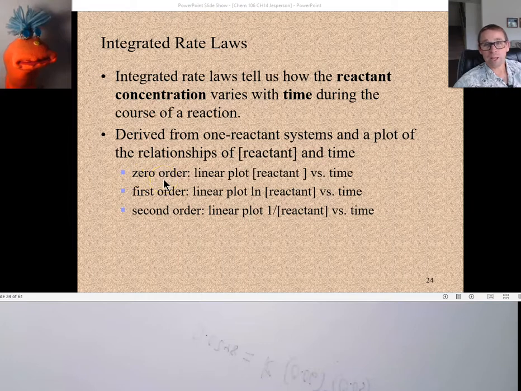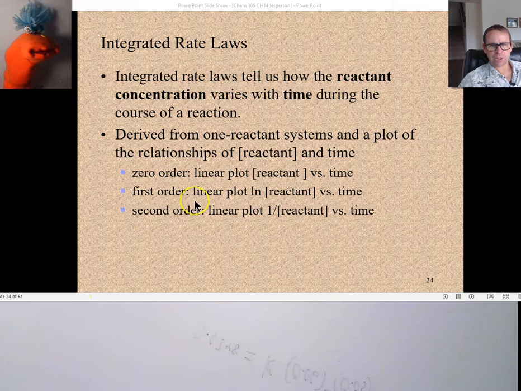Well, we have equations that relate the concentration of reactant versus time, and those equations differ for a zero-order reaction, a first-order reaction, and a second-order reaction. Okay. So for a zero-order reaction, if you plot the reactant concentration versus time, you'll get a linear relationship.